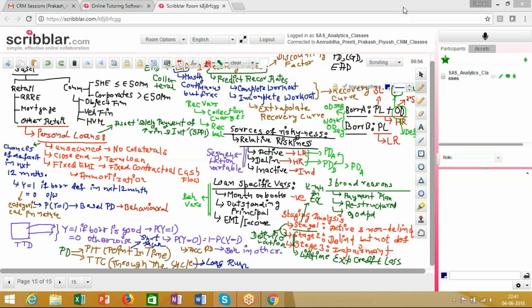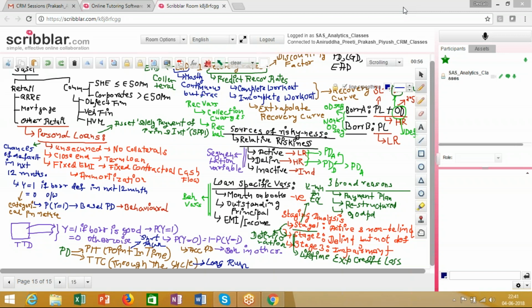So the through the cycle PD estimate is an estimate. You can think about it as a long run PD estimate, a long run conservative estimate of probability of default, which would remain more or less unchanged throughout a business cycle. So if I need to predict such a variable, I need to have variables which remain more or less unchanged. This is where the through the cycle concept comes in.